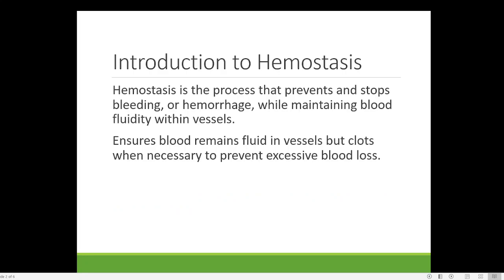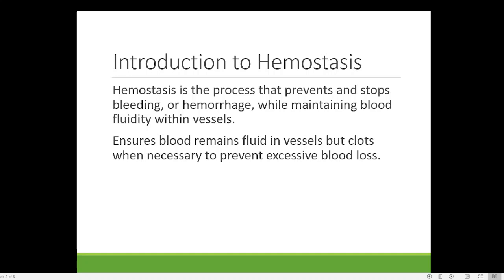Now here you can see what homeostasis is. Basically, it's a process that prevents and stops bleeding. That is known as homeostasis, while maintaining blood fluidity within vessels. So there are two different aims. One is to prevent bleeding by clotting, and for that one kind of process will be going on. An entirely different and almost opposite process is going on within the blood vessel. Within the blood vessel, there is no clotting. The blood is going in a fluid state, or a liquid state.